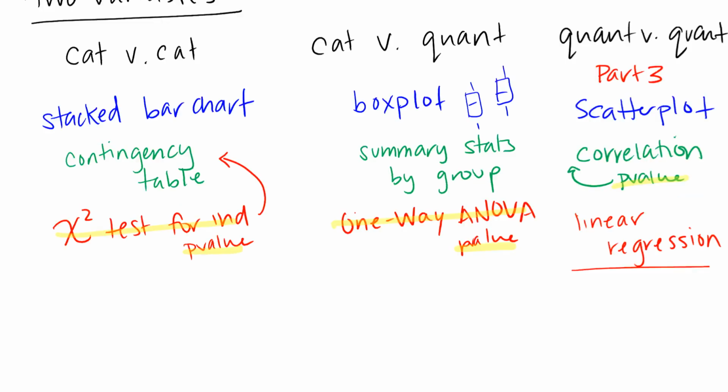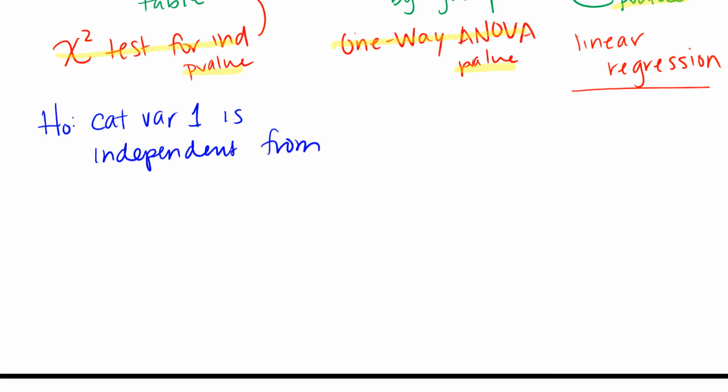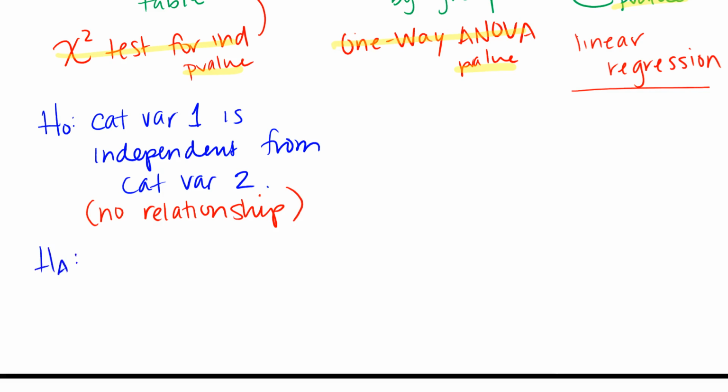So for a chi-square test for independence, here your hypotheses are as follows. Your categorical variable 1 is independent from categorical variable 2. The two variables are independent. This can also be just said as there is no relationship, right? Independent means one does not influence the other. Knowing one does not tell us anything new about the other one. The alternative, the two variables are related. They are not independent.